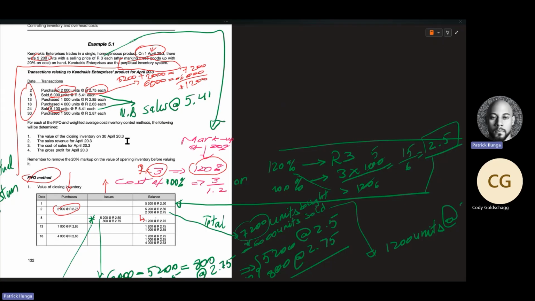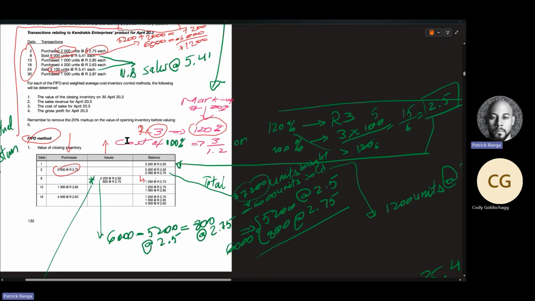We might even go further and also look at the perpetual inventory system and the periodic inventory system. For the perpetual inventory system, we're going to look at the FIFO and the weighted average. And for the periodic inventory system, we're going to look also at the FIFO and the weighted average. So this is going to be very exciting, right? We're going to have four closing inventory values that we're going to provide.